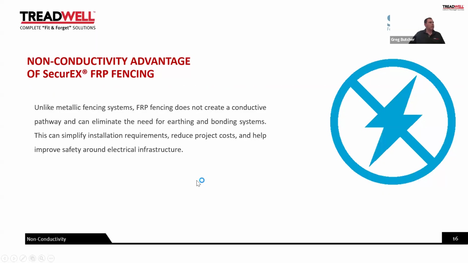So a bit about the non-conductivity aspect of the product. Obviously there are many and varied requirements for electrical earthing and bonding throughout rail infrastructure. This completely alleviates that requirement and helps to reduce your project costs. Sometimes earthing and bonding in infrastructure such as perimeter security can add up to as much as the actual fence requirements add up to. So it certainly has its cost advantages, and oftentimes can completely eliminate that need.